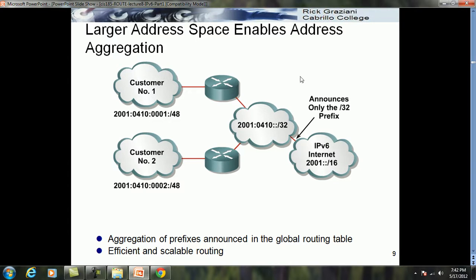See the concept. So we use this prefix notation. And the answer is now this, 16:16:32. This is my network. Customer 1, customer 2. So now see, customer 1, 001/48, 002/48. The rest of the remaining bits are host addresses. So you can assume how much you can get, correct? So aggregation of prefixes is announced in the global routing table.